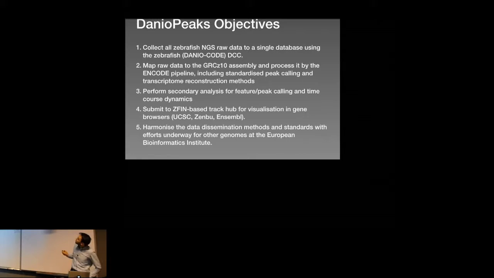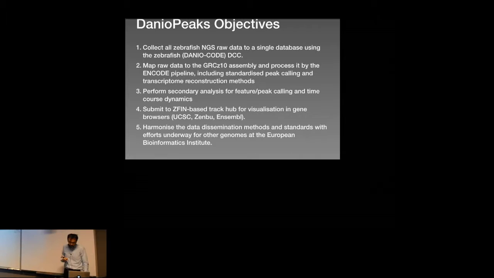So the objectives were, first, to collect all the zebrafish NGS raw data and then map it to the newest assembly and make a plan for future assemblies, and then do the secondary analysis for feature peak calling, as well as time course dynamics, which is a selling point for this stage of zebrafish analysis. Also, submit to a Zfin-based track hub for visualization, and importantly, harmonize data dissemination methods with efforts for other genomes. So basically, standardization for zebrafish should be the same kind of standardization as we have for other genomes with larger communities and more advanced technology for annotation and analysis.